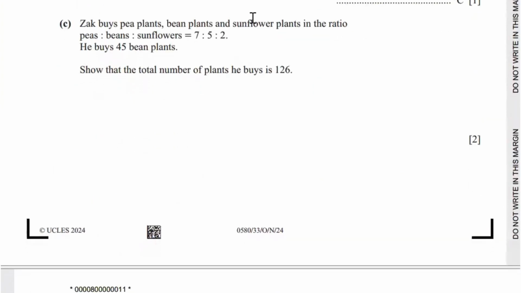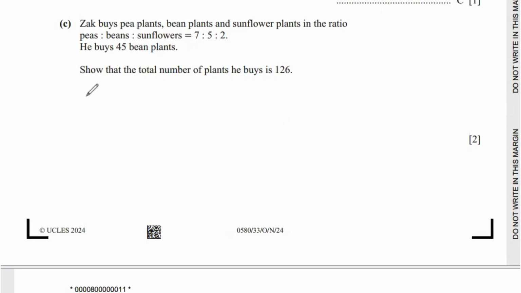Part C says Zach buys pea plants, bean plants, and sunflower plants in the ratio peas to beans to sunflower, 7 to 5 to 2. He buys 45 bean plants. Show that the total number of plants he buys is 126.